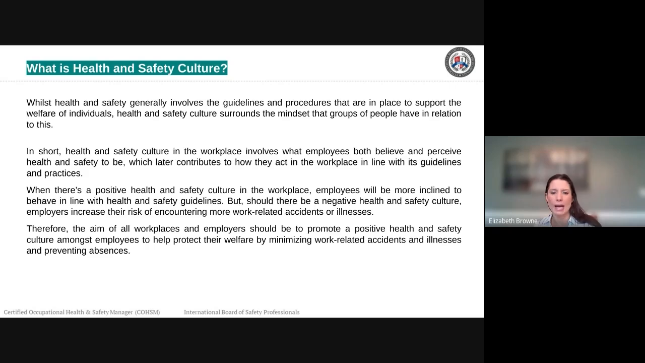But if we have a healthy health and safety culture, then this is an environment that employees come to work in where they are encouraged to demonstrate positive health and safety practices, which means they're more likely to follow the procedures and policies and adopt the hazard controls that they should to help them minimize work-related accidents and illnesses, which also will ultimately prevent worker absences due to accidents and illnesses.